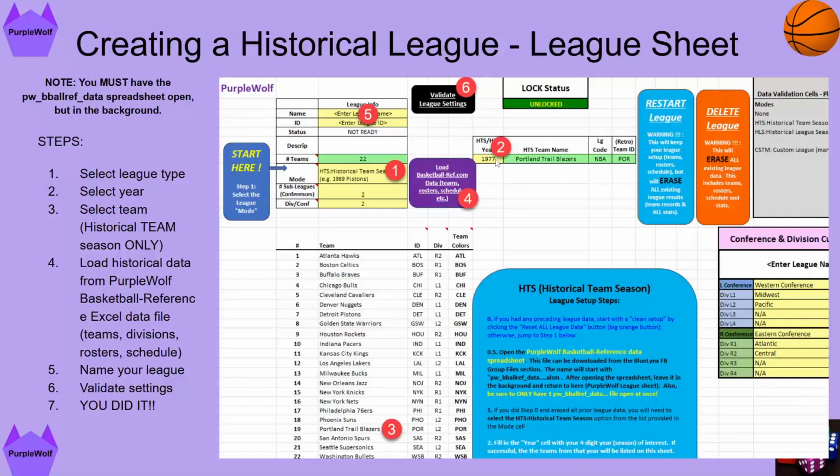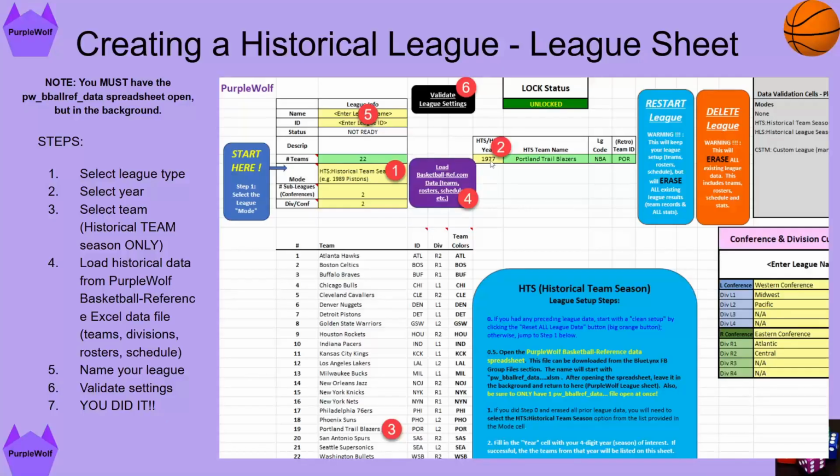Depending on the year you choose, if you pick something between 68 and 76, and I should say throughout PurpleWolf, it refers to basketball seasons with a single year. And that year is the year that the season was completed, not the year it was started. So if I say, well, this is the 89 Pistons, that's the 88-89 season.